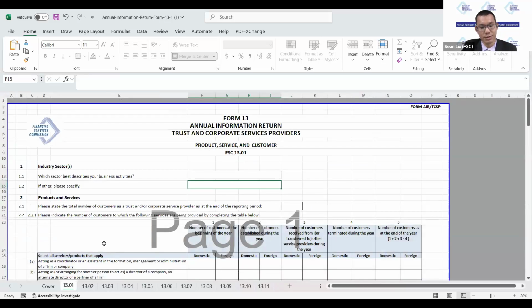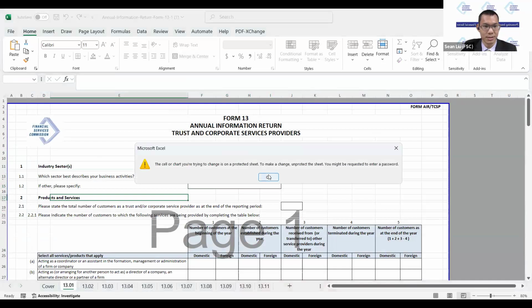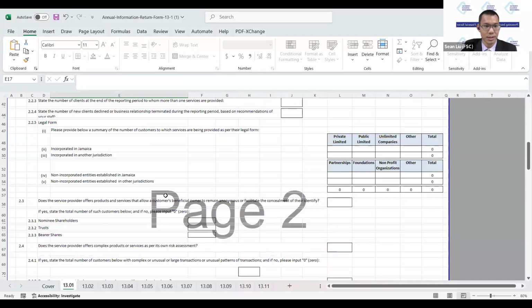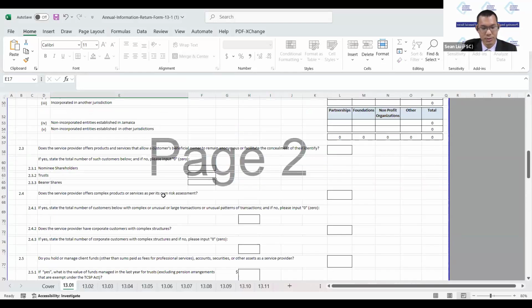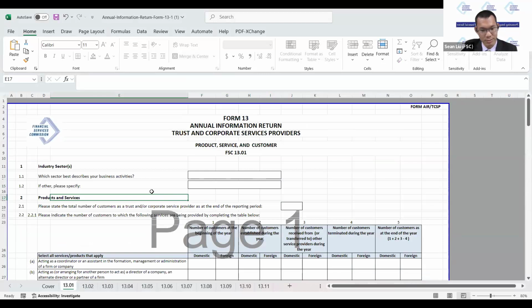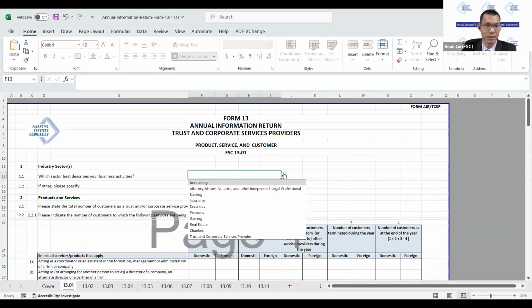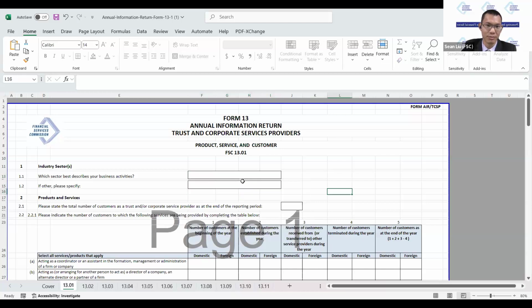Moving on to sheet 1301. This sheet will capture information about the industry sector that you operate in, the licensees, products and services, as well as some information about your customers. So, for example, item 1, of course, industry sector. You should state which sector best describes your business activities, whether you're an accounting firm, attorney at law, banking, insurance, etc. If none of those apply to you, if it's an other, you can specify it in item 1.2.